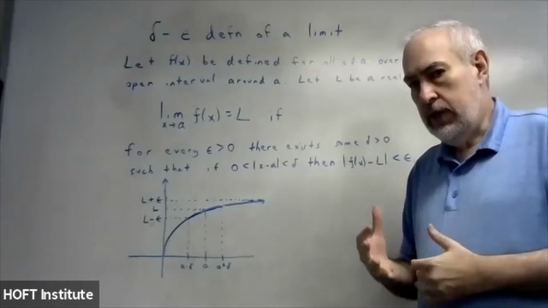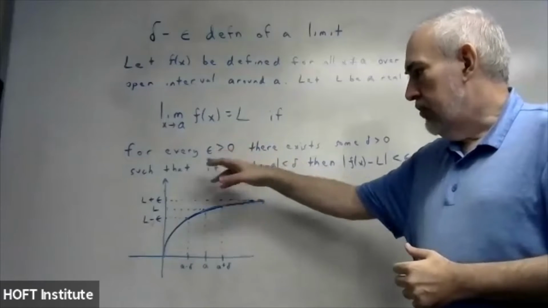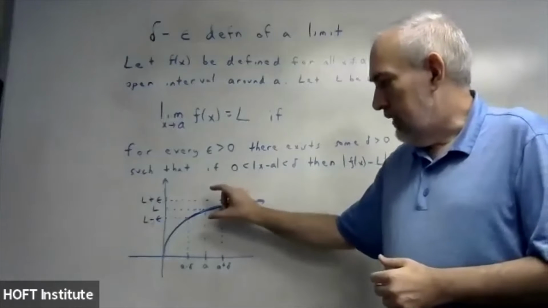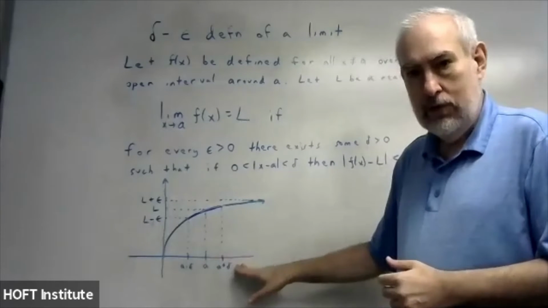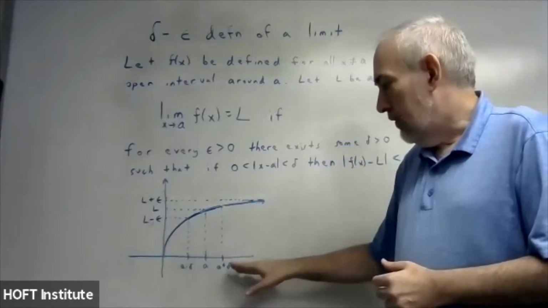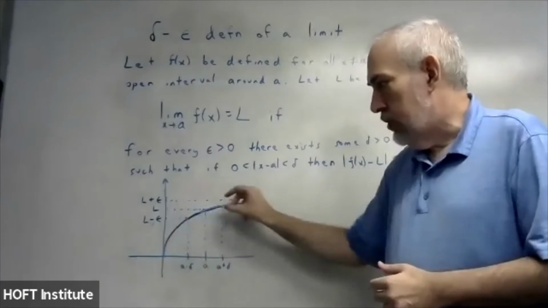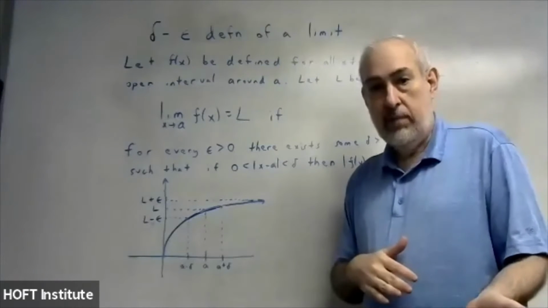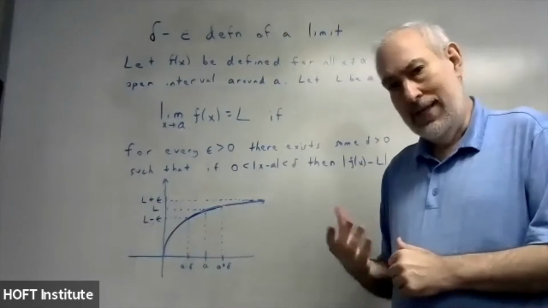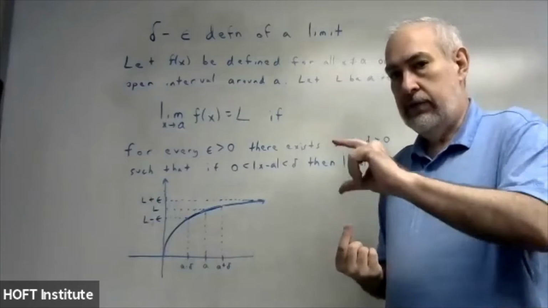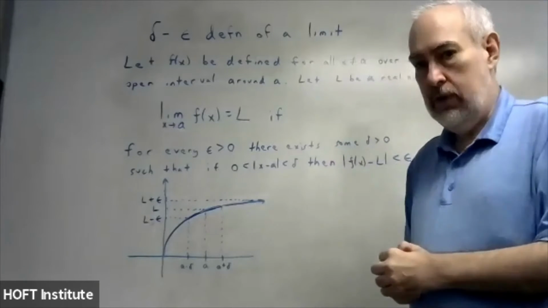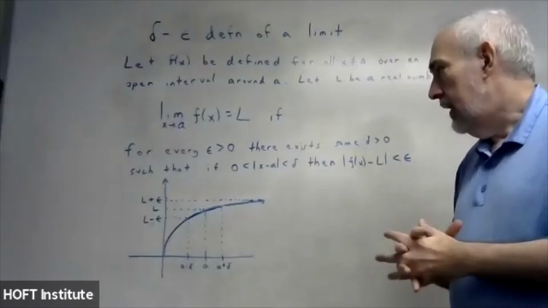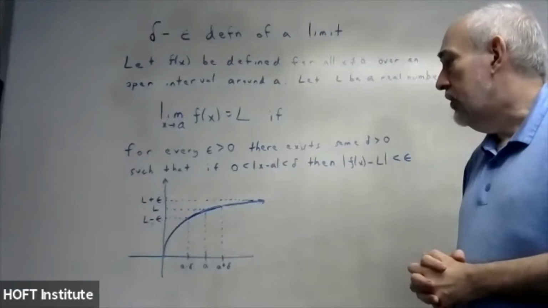Now the trick is that you've got to prove that this statement is true for every epsilon. So if epsilon gets smaller, we wouldn't be able to use this same value of delta because this would stick out of the region where the y coordinates are between L minus epsilon and L plus epsilon. So we'd have to decrease delta as epsilon is decreasing. So that's the delta-epsilon definition of a limit.